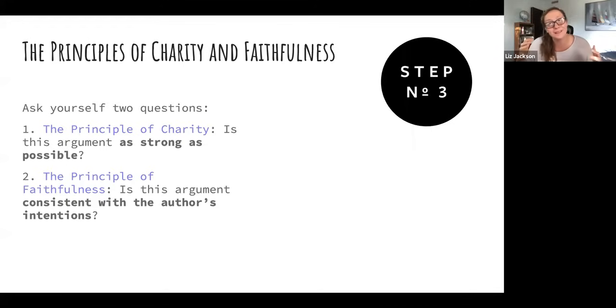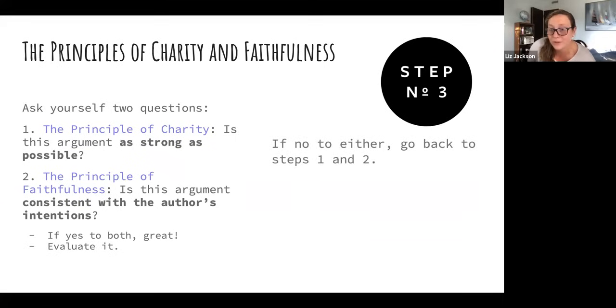And sometimes these 2 can pull against each other. If it seems like the author is trying to communicate something that doesn't seem as strong, maybe you think the author is actually really trying to argue for this conclusion, even though they said they're trying to argue for this conclusion. And so balancing these 2 can be tricky. Of course, it's again a really hard step of argument reconstruction. But if you think, yes, this argument is as strong as possible and consistent with the author's intentions, then great, you can move to evaluating it.